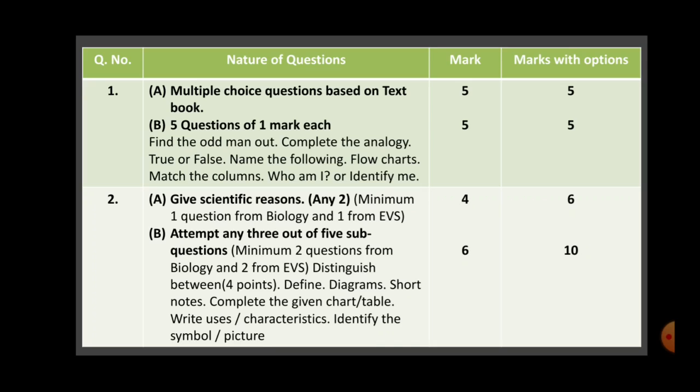Then B is 5 questions of 1 mark each. Here also you will not get any option. 5 marks, 5 questions. Now here the varieties of questions can be asked. Like first one, find the odd man out. Okay. Then complete the analogy or form pairs. Then true or false. Now here students, please be careful.